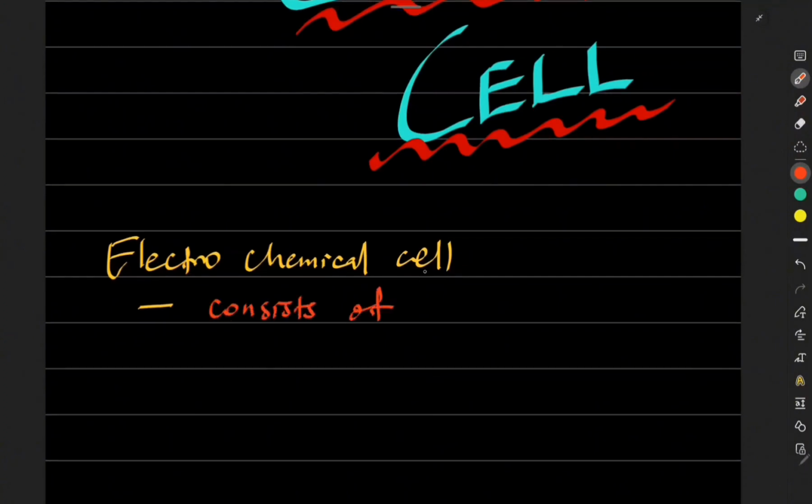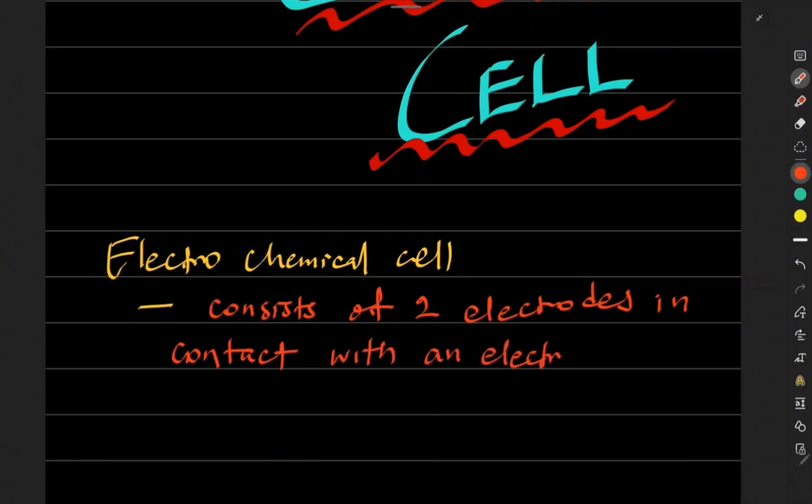Consists of two electrodes in contact with an electrolyte. In simple terms, we can define an electrochemical cell as two electrodes connected together. They are connected together using a conducting wire and a salt bridge.